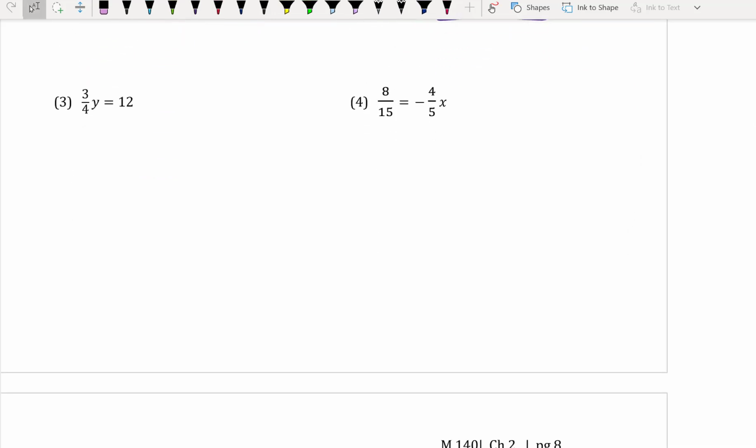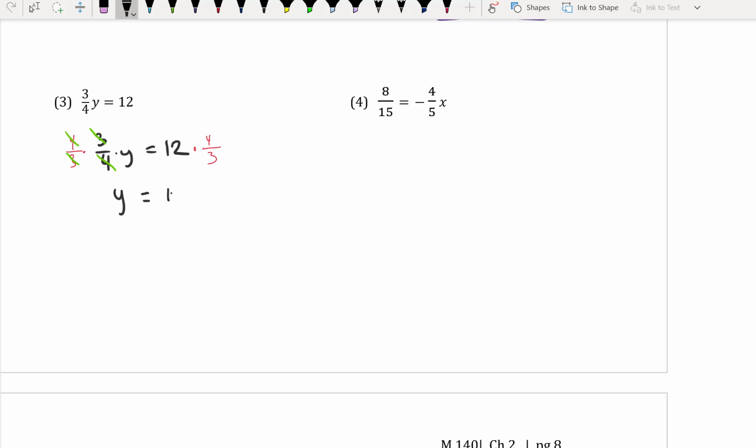Well, we take that same process and we apply that to number 3. So I have 3/4 times y is equal to 12. So to get the y by itself, I am going to multiply by the reciprocal of the coefficient. And whatever I multiply on one side, I have to multiply the other side. So then here I can see that the 4's cancel and the 3's cancel. That's the whole reason you did this, to get y by itself.